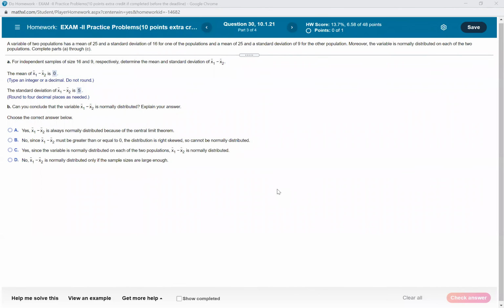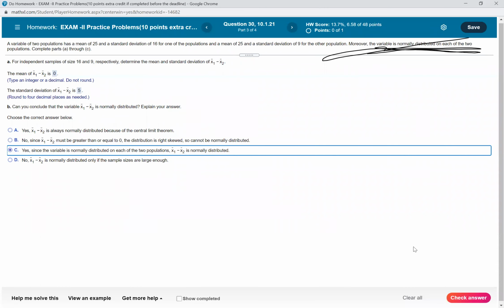Okay, so can you conclude that the variable x1 bar minus x2 bar is normally distributed? Yes, we can, because it is given that each of the populations is normally distributed, so the difference is also normally distributed. Looking at the options: yes, x1 bar is always normally distributed because of the central limit theorem? No, not really. Yes, since the variable is normally distributed in each of the two populations. Yes, that's the correct answer.